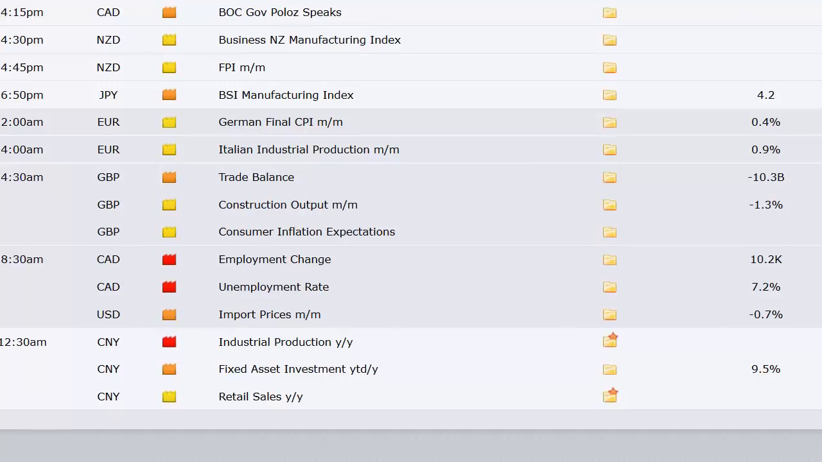UK, the unemployment rate out of Canada, and import prices here in the U.S., along with China releasing their industrial production, fixed asset investment, and retail sales.